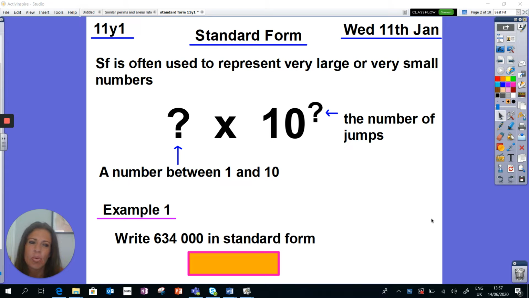Well, so as promised, I've made this short video to support the worksheet that I've sent out to you today. And it's basically just a reminder of how you deal with standard form and standard form calculations.